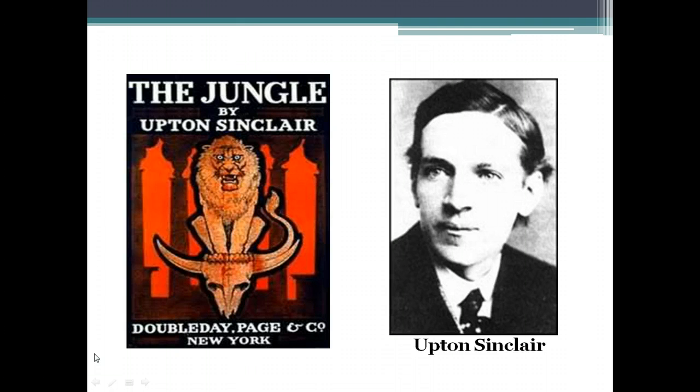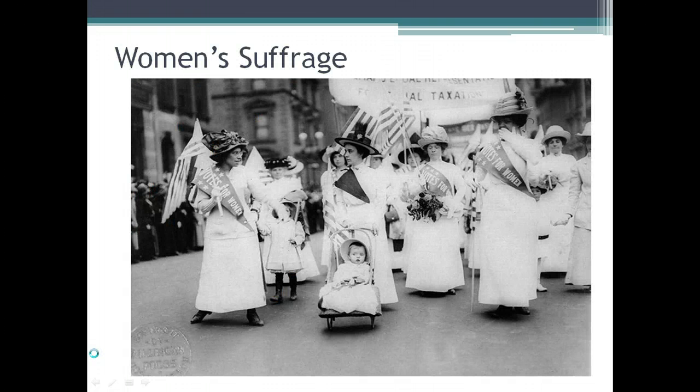This led to a push for more sanitary working conditions in the meatpacking industry and the passage of the Pure Food and Drug Act that same year, as well as the creation of the Food and Drug Administration, or the FDA. A major campaign of the Progressive Era was the need to reform women's rights.